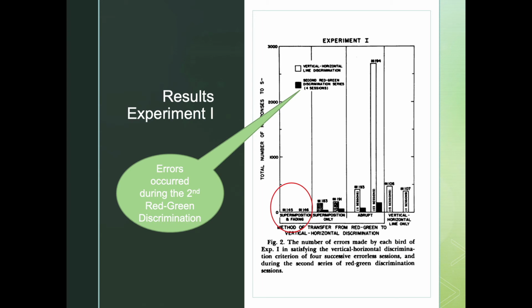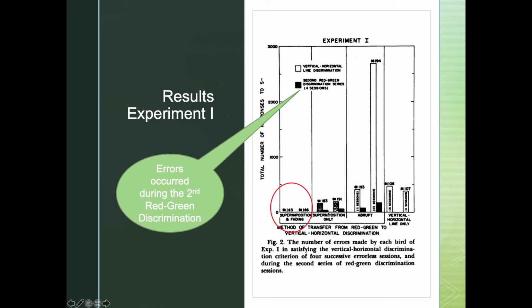So here are the results following those procedures. Again, we see this sort of procedure where we're using stimulus fading, or what they're going to call superimposition and fading, produced the fewest amount of responses to the S minus, right? So again, it's sort of an index of discrimination performance that no responses are being made, or no errors are being made, to the S minus. So that sort of indicates that a discrimination is formed. There's only responses to the S plus. So that condition produced the best learning.